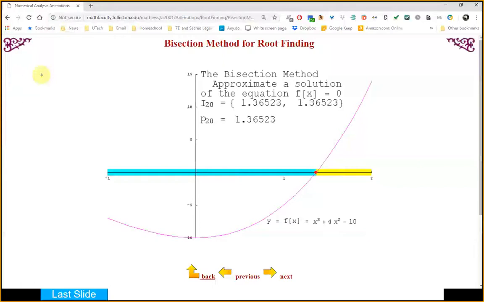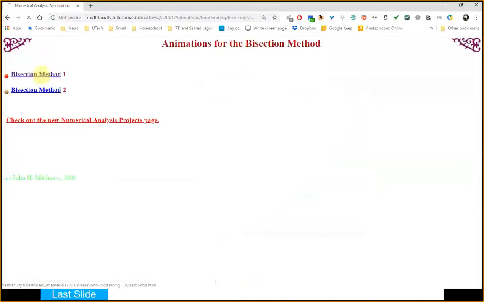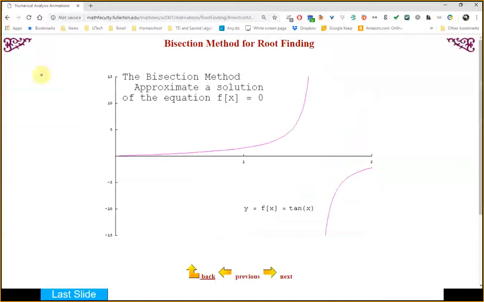This iteration took 20 steps. So that's a practical example of a visualization of the bisection. Let's look at the other case. Now this is an example of failure to know your system. Failure to know your system.